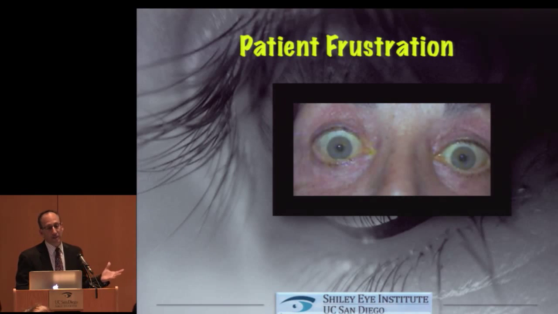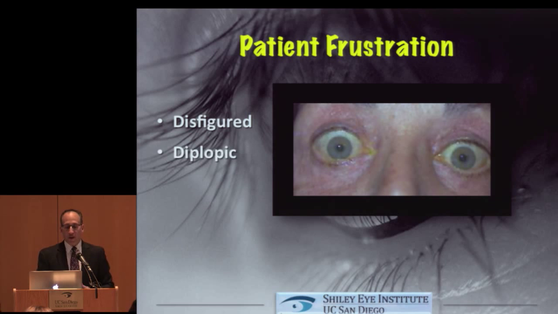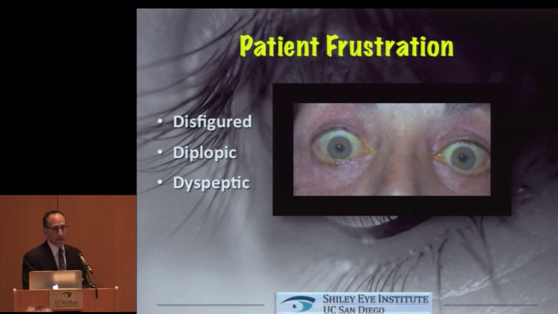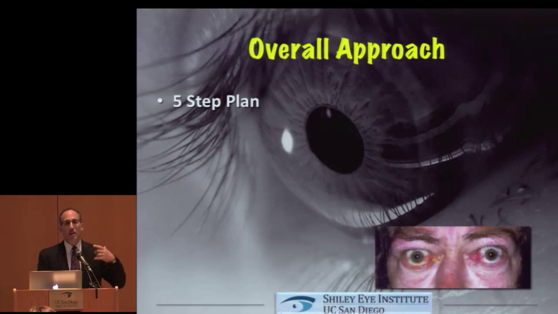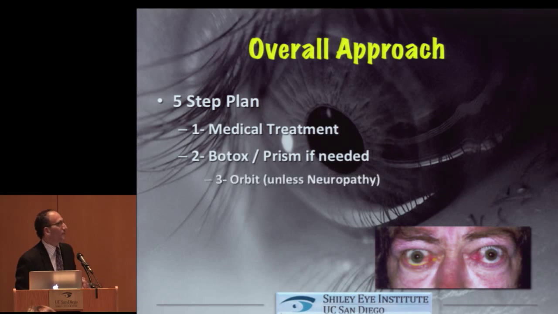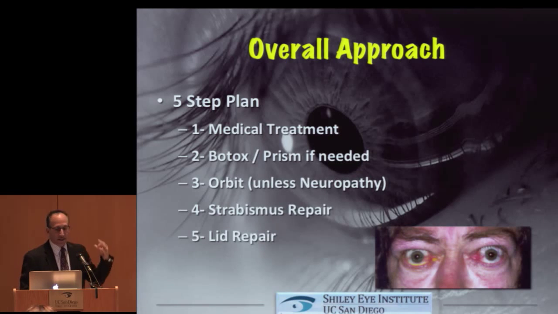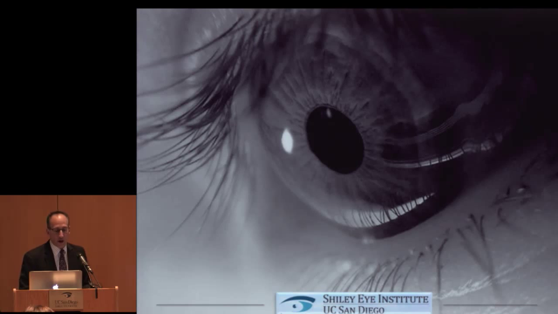Dr. Korn talked about this. You end up disfigured, you don't look like yourself, you end up with double vision, or diplopic, and you end up with heartburn, or dyspeptic, because you're not happy about it. And we don't blame you. You heard about the 5-step approach, which is the most beneficial thing that we do and the most frustrating thing that we do, because we make you wait as we step through each one of these problems in a very, very methodical way, because we want to make sure things go well.